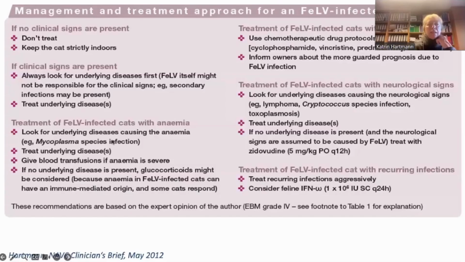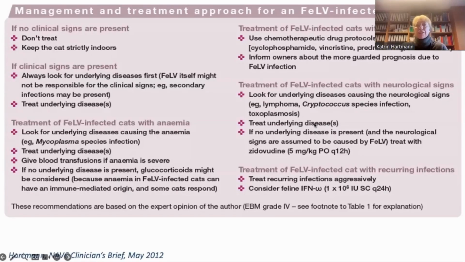And when there is anemia, I want to see, is there any other underlying disease. I might give blood transfusions. Sometimes if these cats have severe anemia, it can be immune mediated and some respond to glucocorticoids. If there's lymphoma, I treat lymphoma. There's no reason not to treat lymphoma in an FIV infected cat.